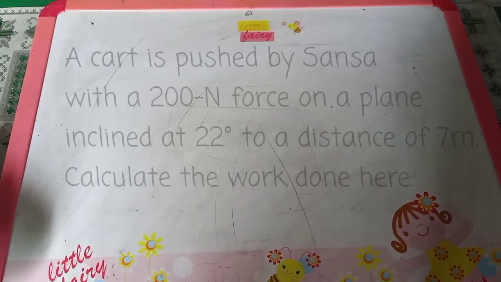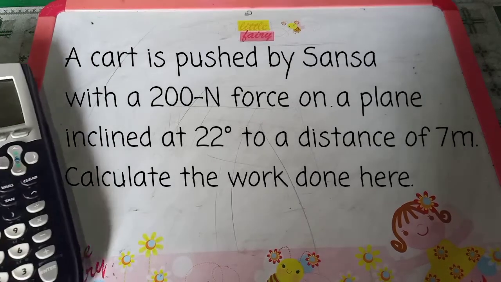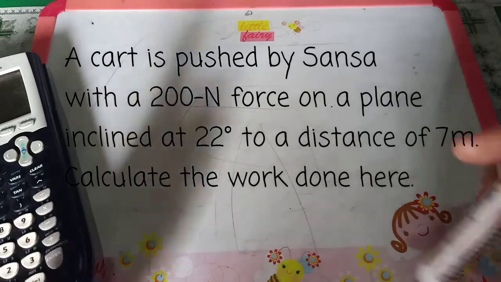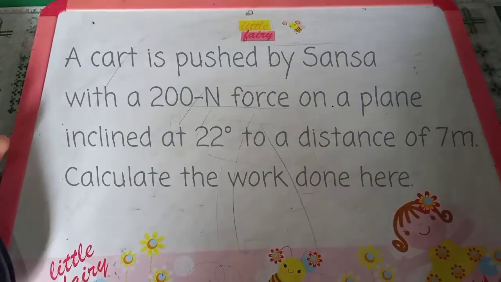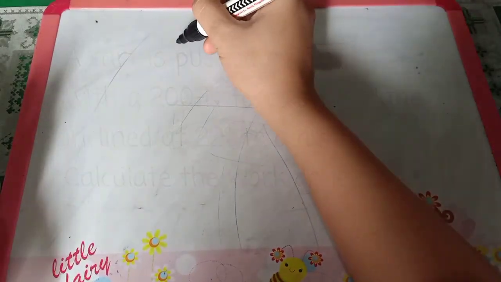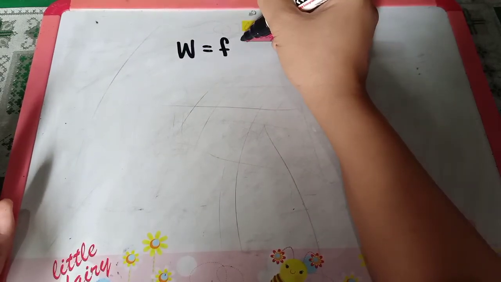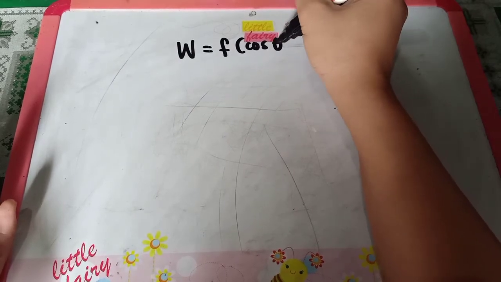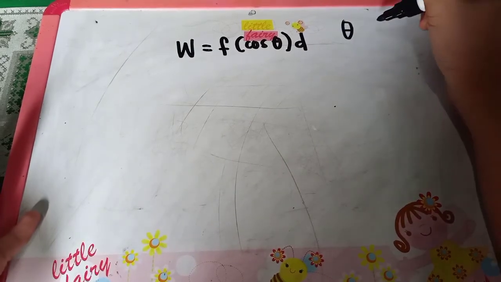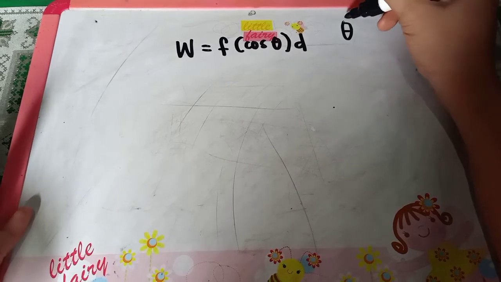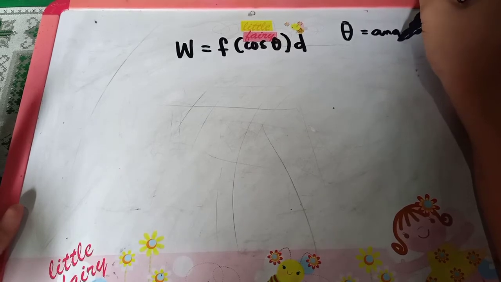A cart is pushed by Sansa with a 200 newton force on a plane inclined at an angle of 22 degrees to a distance of 7 meters. Calculate the work done here. Alright, so this time we are going to calculate the work done at an angle. The equation for the work done at an angle is W is equal to force times cosine theta times the displacement. This symbol here is a Greek letter called theta, which symbolizes angle.